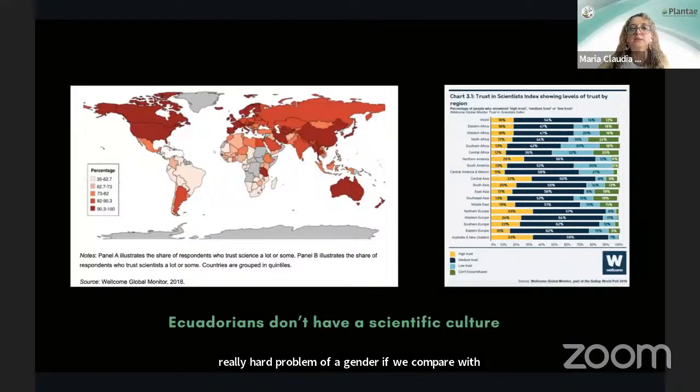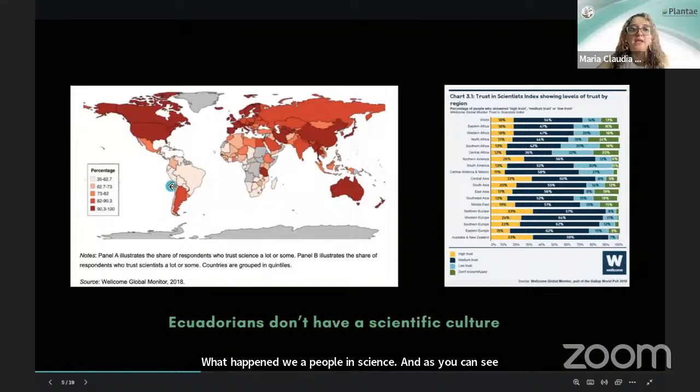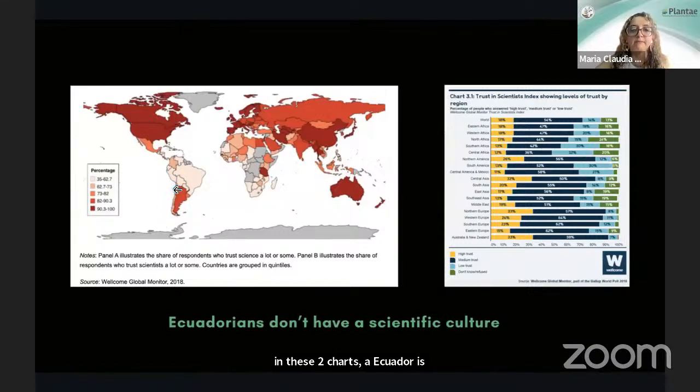This is the context for women in general in Ecuador, but what happened with the scientific culture? What happened with people and science? As you can see in these two charts, Ecuador has low trust in science in general. And it's the same if we see how they trust scientists, we have also a low percentage compared to other countries. And that is the reality that we live in.